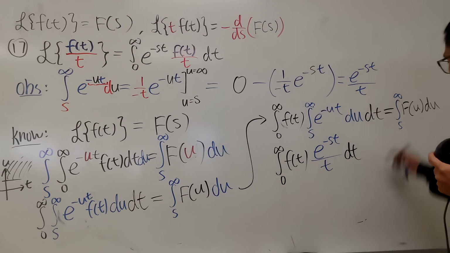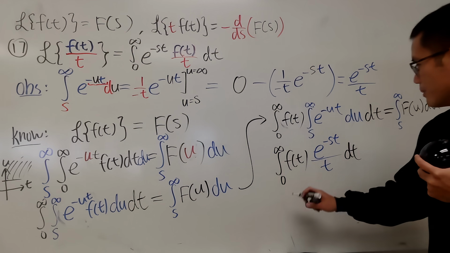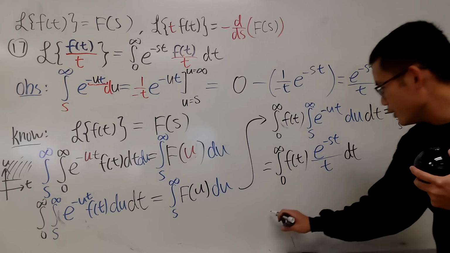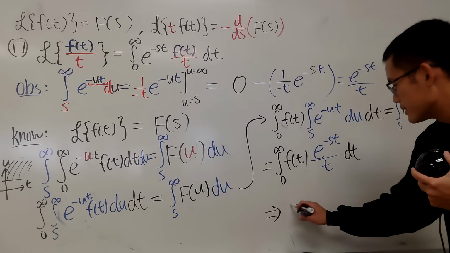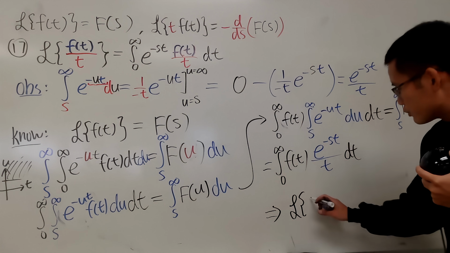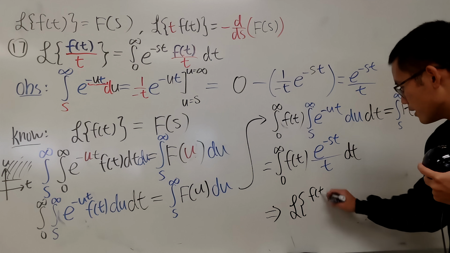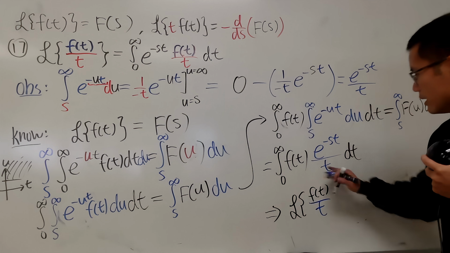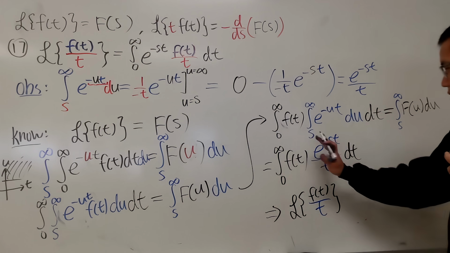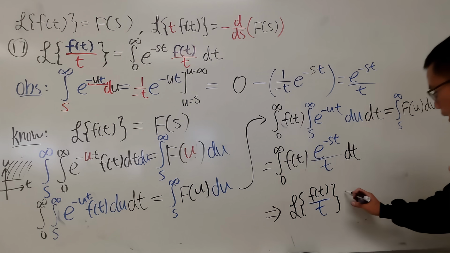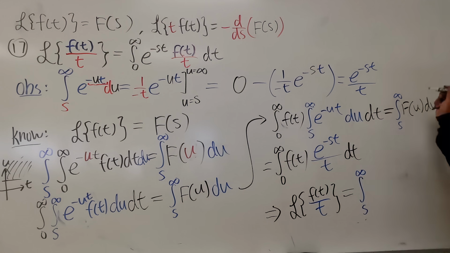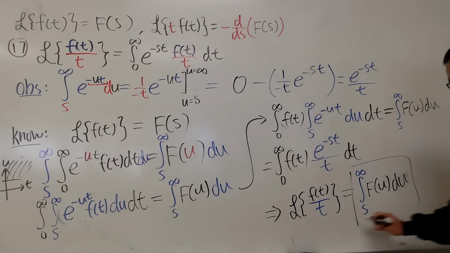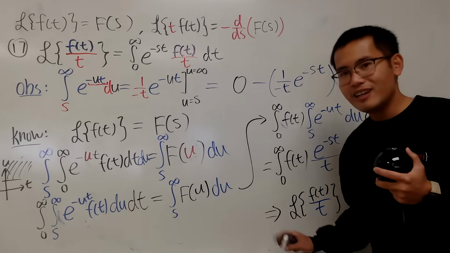I'll just put this down, it's like a triangular equal sign. But anyway, finally, I'll write this down right here for you guys. This is telling you that the Laplace transform of f of t, if we divide it by t, because this right here represents that, is equal to the integral going from s to infinity of f of u du. And this right here is it. Very nice, huh?